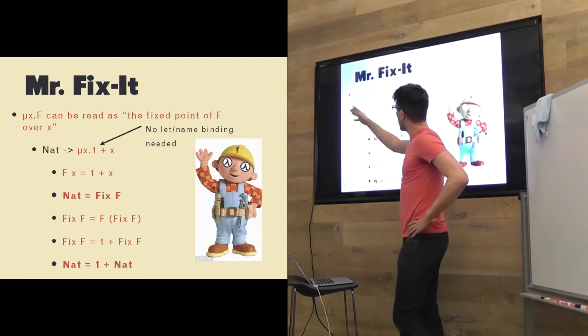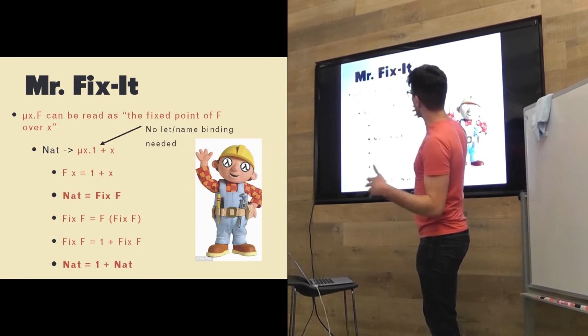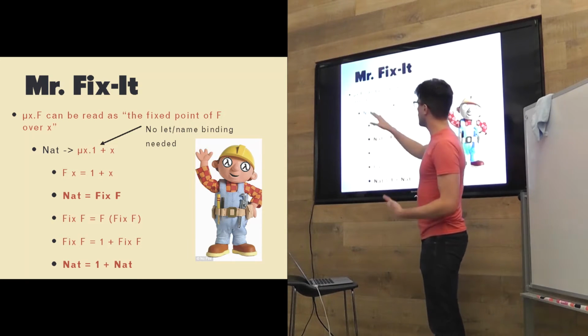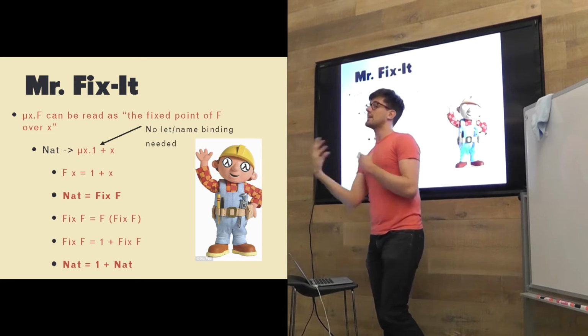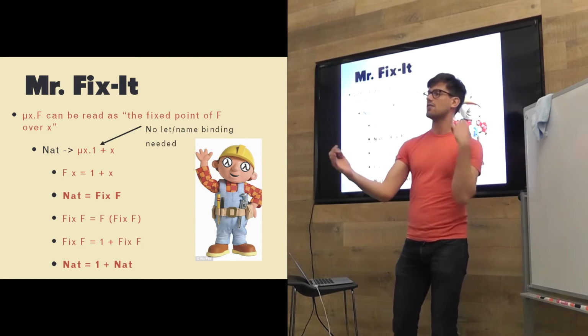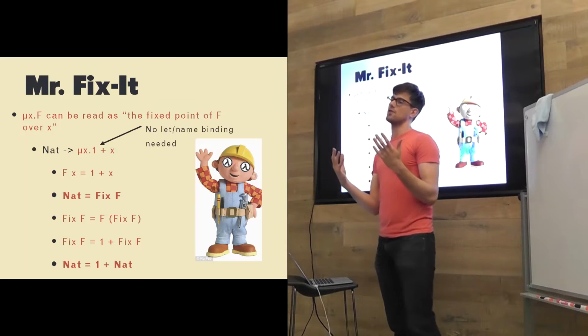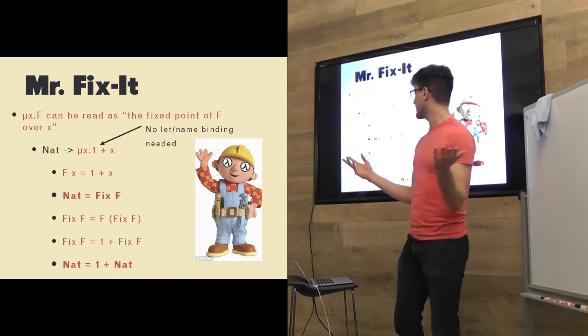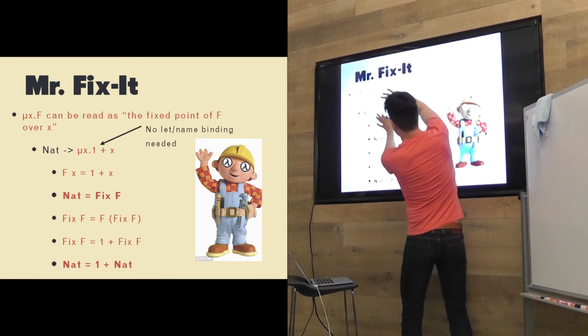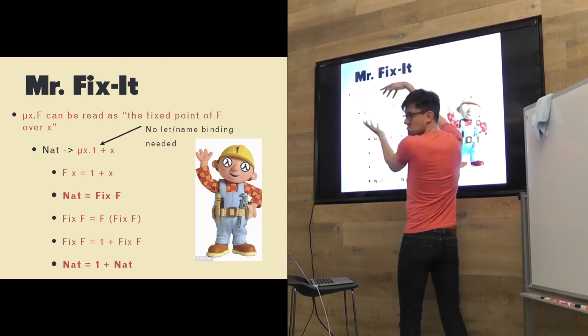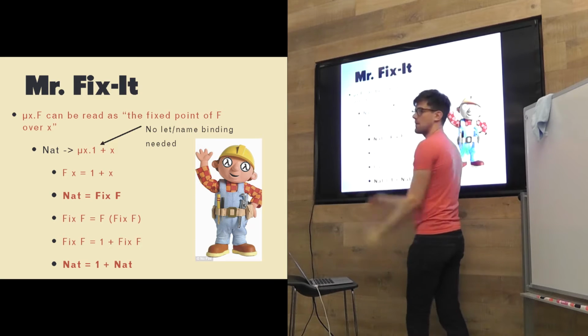You can read mu x dot f kind of as the fixed point of f over x. So why do we use fixed point combinators? Well, we use them to represent recursion when, like in a lambda calculus, we might not have let bindings, and we can't refer to functions by their name or something like that. So right here, we can say, okay, well, I want to put this whole thing into this x. Well, that's what we use this to represent.